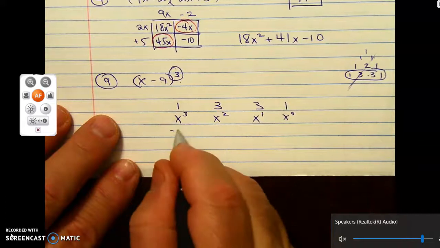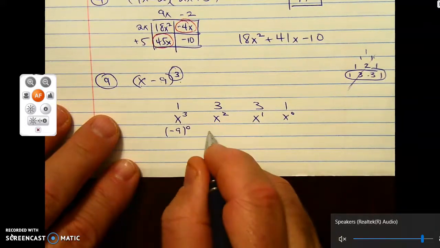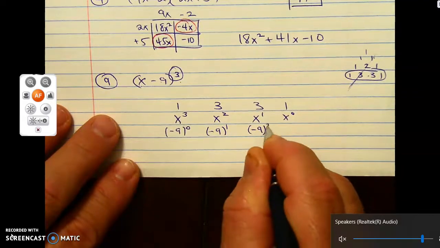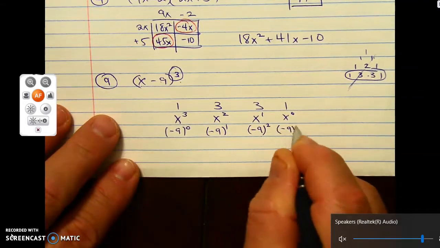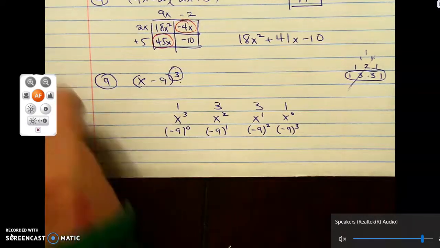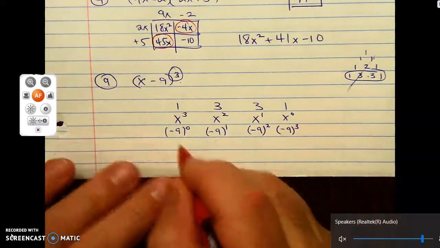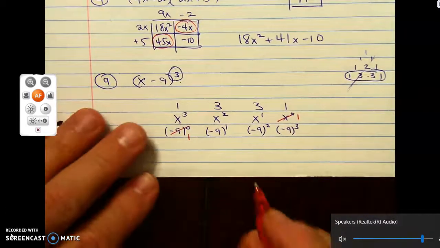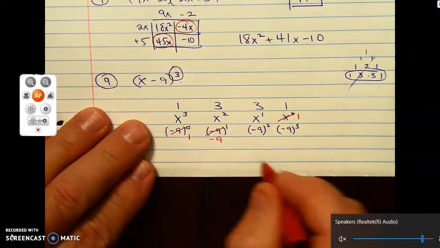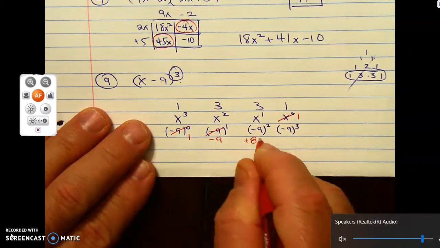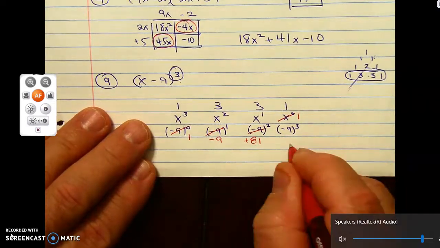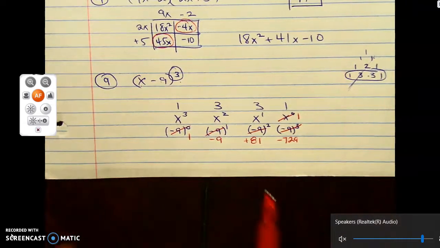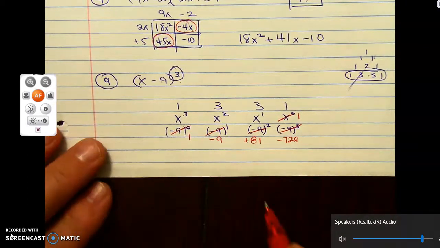Now we take -9 to the 0 power. Guys, you have to put parentheses around -9. Put the exponent outside the parentheses so that when you type it in your calculator gives you the right answer. Anything to the 0 power is just 1. This equals -9, cross it out. This equals positive 81, cross it out. And this equals -729, so cross that out. You get all this on your calculator easily.